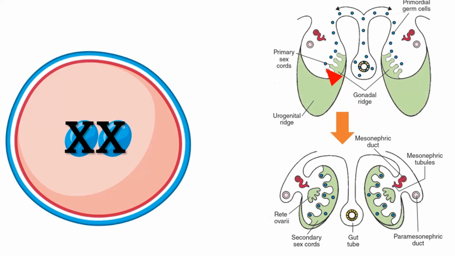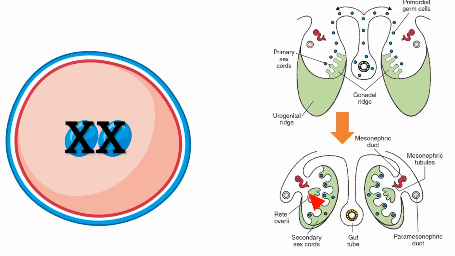The primary sex cords in females develop from the gonadal ridge and incorporate the primordial germ cells, which migrate into the gonads from the walls of the yolk sac. The primary sex cords extend into the medulla and develop into the rete ovarii, which eventually degenerate.